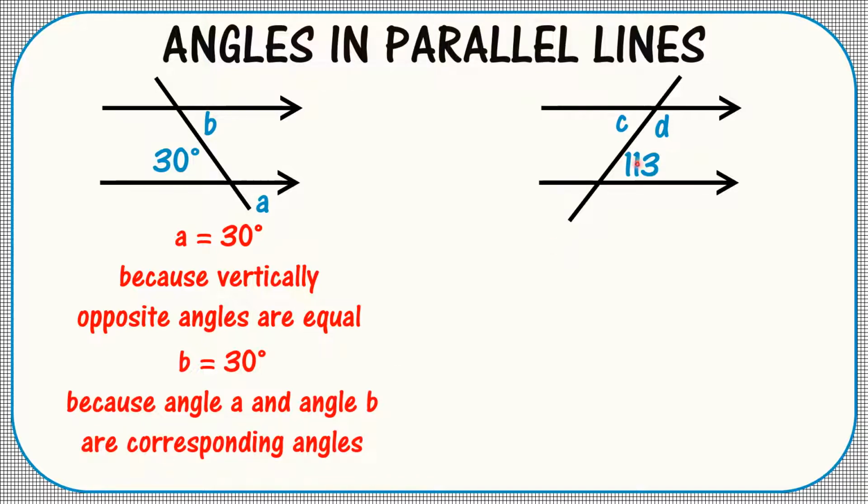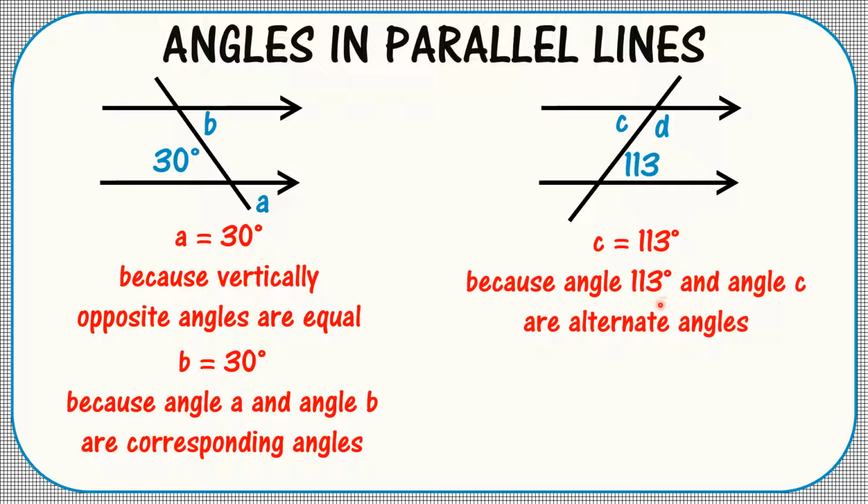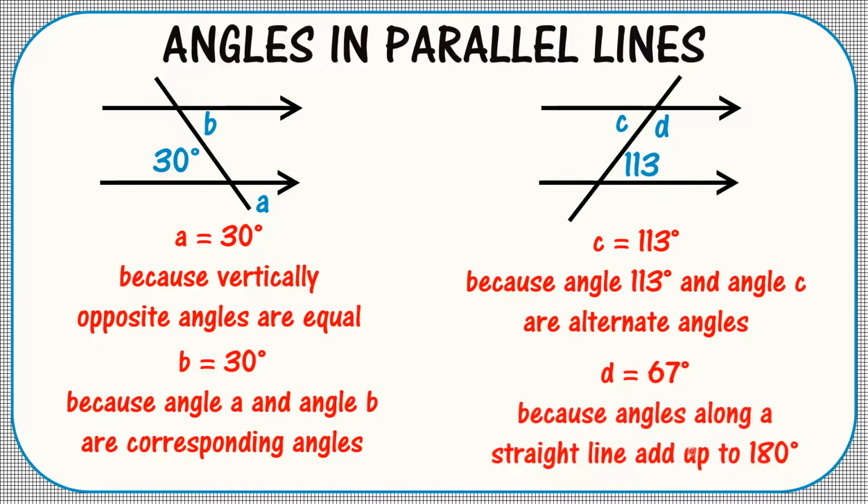For the next question, we can work out what the value of c is. c is equal to 113 because angle 113 and angle c are alternate angles. And because we know the value of c, we can work out the value of d. d is equal to 67 degrees because angles along a straight line add up to 180 degrees. So this value of c and this value of d would add up to 180 degrees because they are along a straight line.